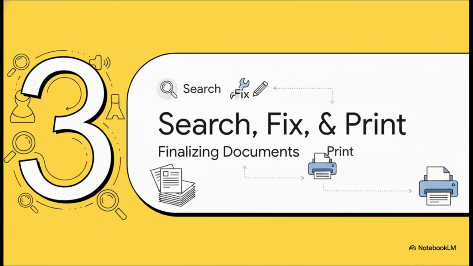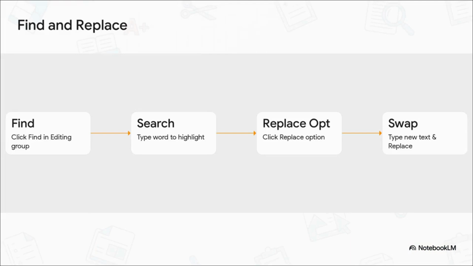Okay, part 3, search, fix, and print. Picture this. You've just typed out a 10-page report, and you realize, oh no, you misspelled a client's name every single time. Don't panic. Just go up to the Find button in the editing group, type the misspelled word into the navigation box so Word finds every instance of it. Then, click Replace, type the correct spelling, and let Word do the heavy lifting. It swaps the old text with the new text automatically.